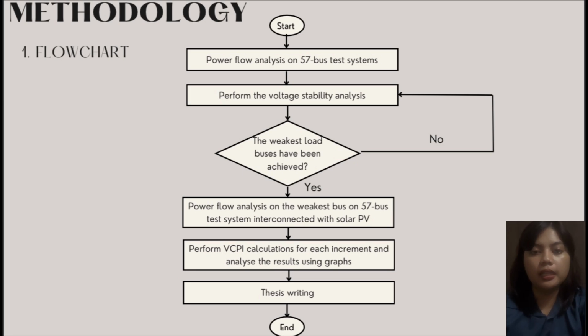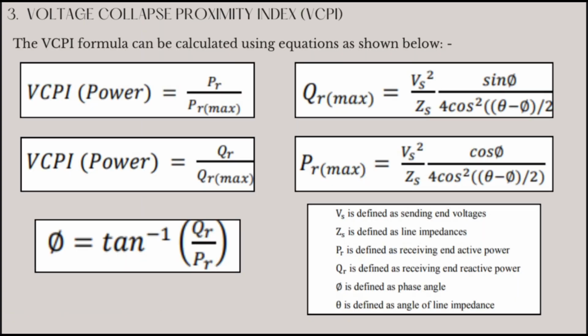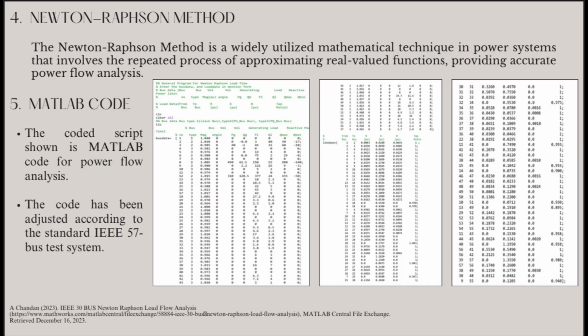Then connect the weakest bus to solar PV and perform the load increment in MATLAB. Analyze the results using the Excel graph, and lastly, proceed with the thesis writing. This is the one line diagram of the 57 bus system consisting of 1 slack bus, 7 generator buses, and 42 load buses. Next, use all these formulas to calculate the VCPI manually. The power flow analysis techniques include Gauss-Seidel, Newton-Raphson, and quasi-Newton methods. The Newton-Raphson is used in this research because it provides accurate results.